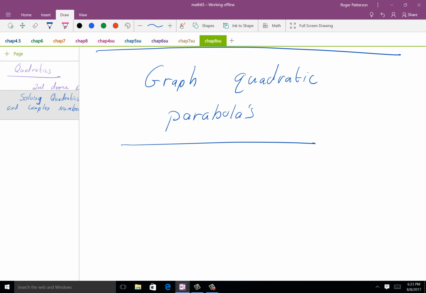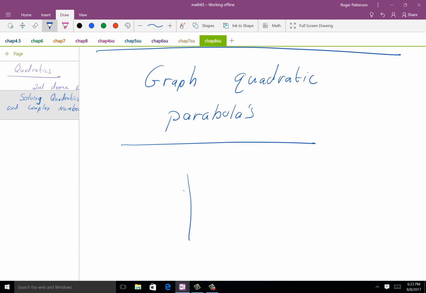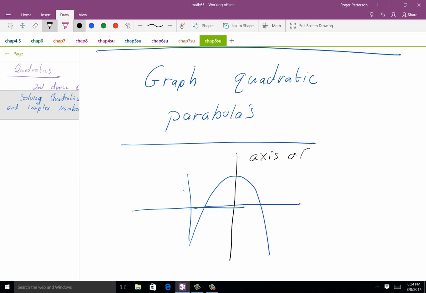So, switching back to this, I'm going to write it all down for you. So here's a parabola. Axis of symmetry going right down the middle. That's what they call that. Axis of symmetry.